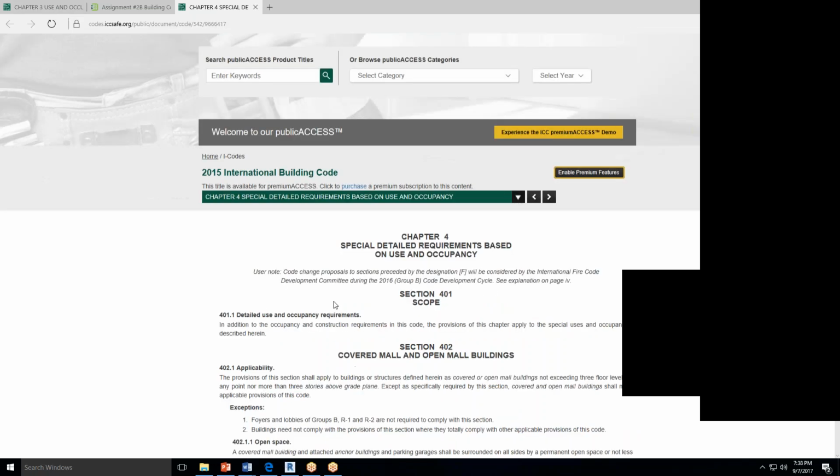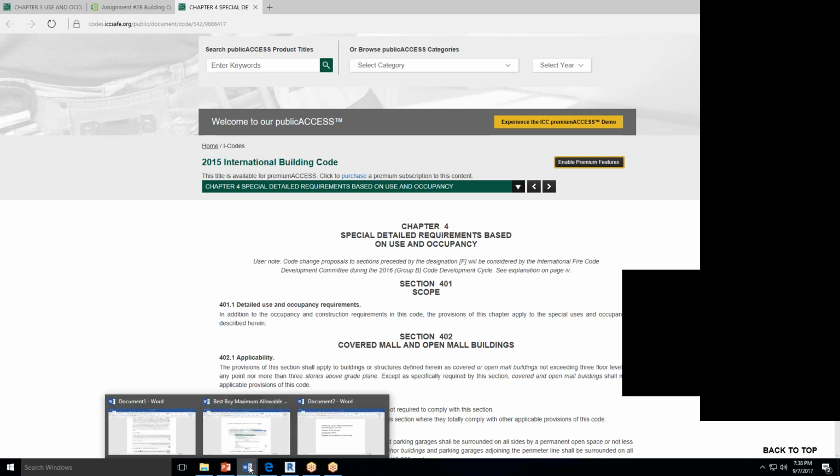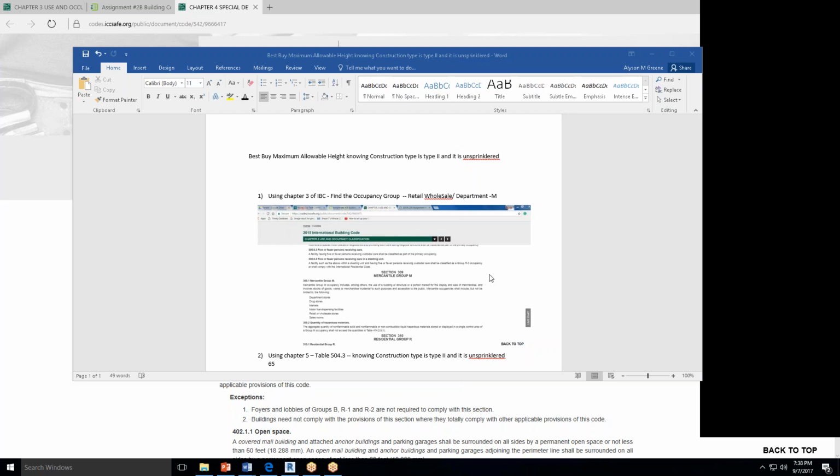Okay, so with this open, we're just trying to match up the right sections to the actual homework assignment. I created a little Word file of one not related but very similar to the first question on your homework assignment, to see how we would walk through these things. My question asks: we have a Best Buy, what is the maximum allowable height of that Best Buy, knowing the construction type is type 2 and knowing that it is unsprinklered.